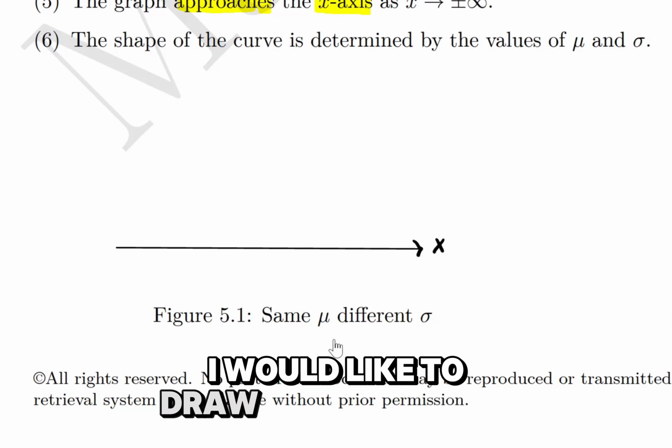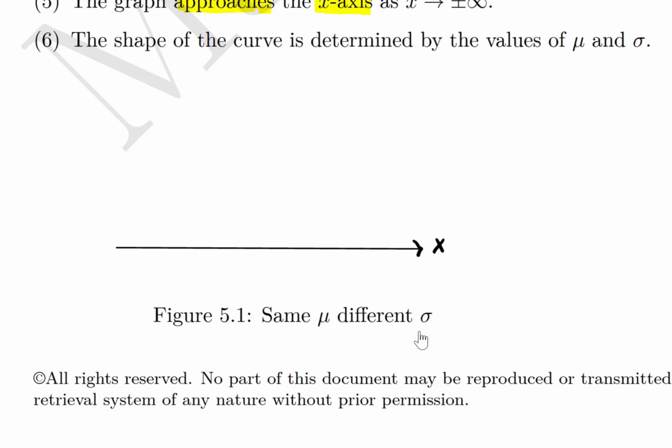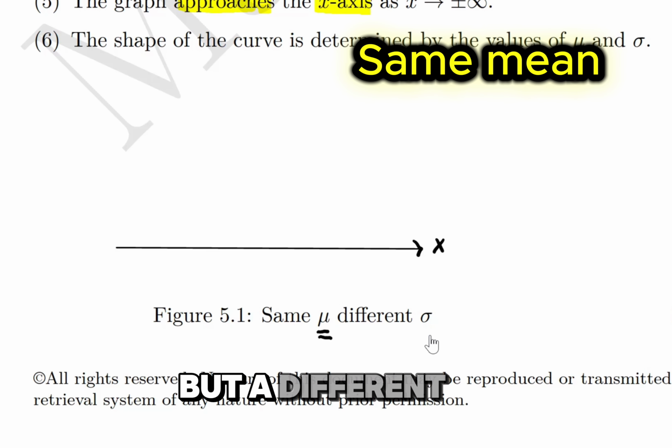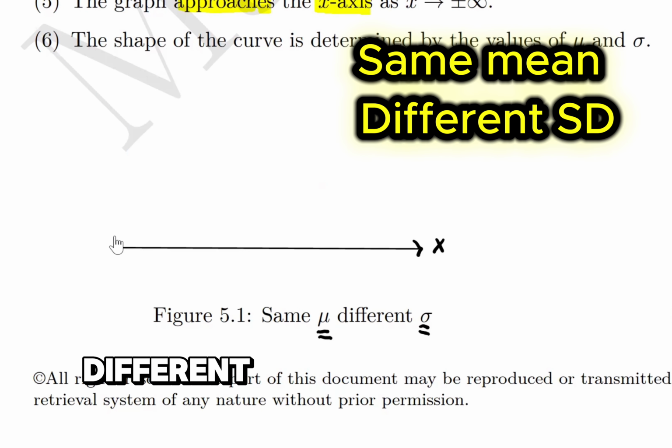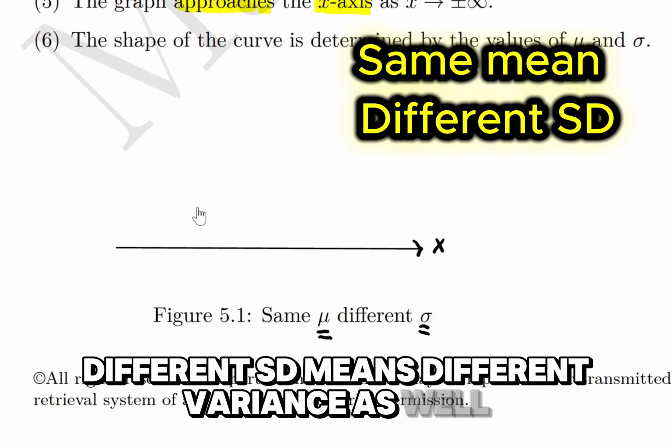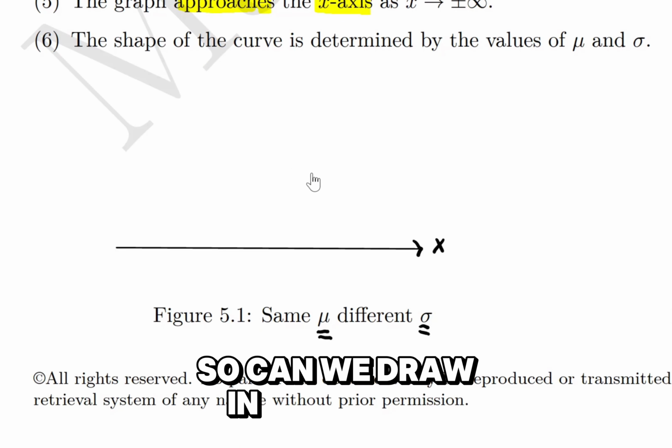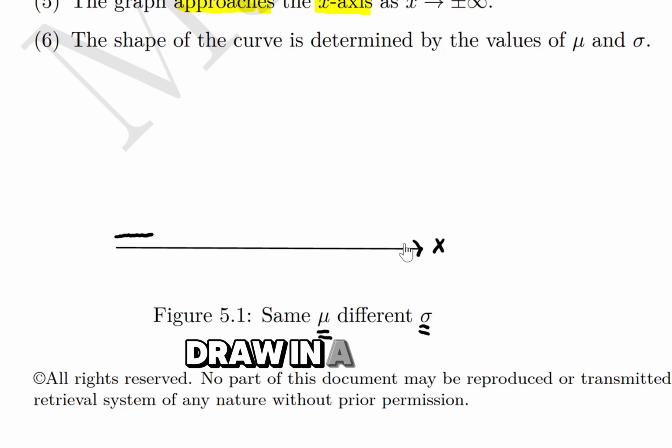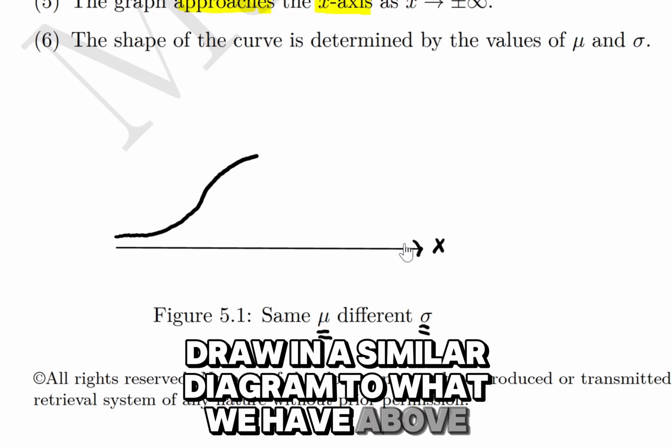I would like to draw in two graphs, two normal distribution curves that have the same mean but a different SD. Different SD means different variance as well. So can we draw in a diagram? Just help me draw in a similar diagram to what we have above.